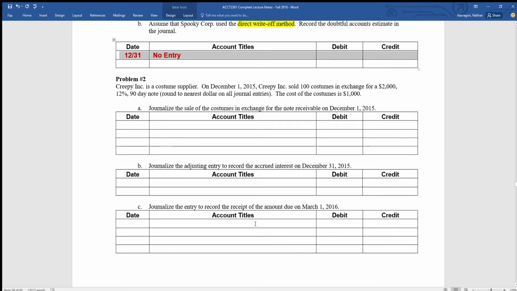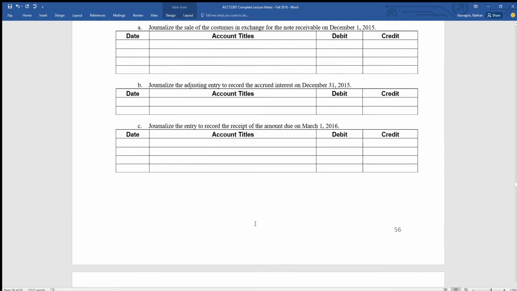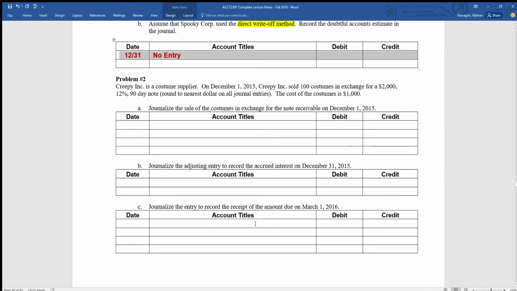Now, let's go with problem number 2. Okay? So problem number 2 that we have here, we have Creepy Ink. Ooh, is a costume supplier. Seems about right. A lot of costumes gone creepy nowadays. And on December 1st, 2015, Creepy Ink sold 100 costumes in exchange for $2,000 on a 12% 90-day note. Oh hey, so we're doing a note. Yes, awesome. The cost of the costumes is $1,000.